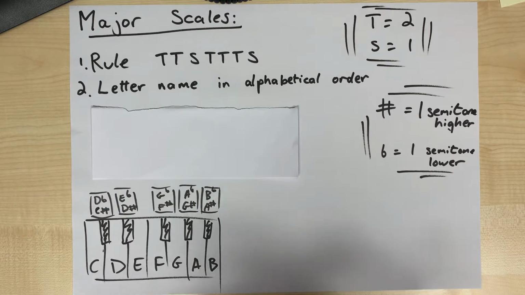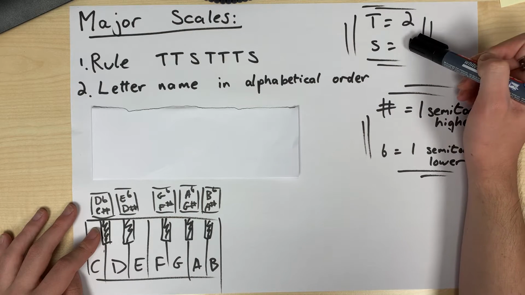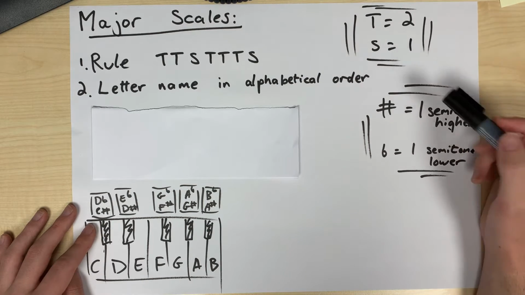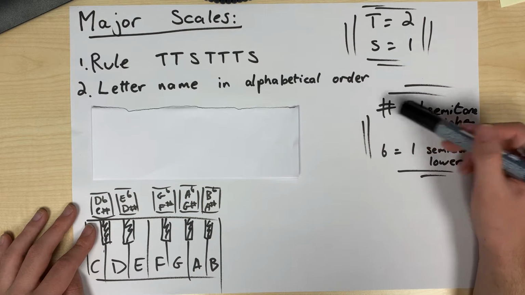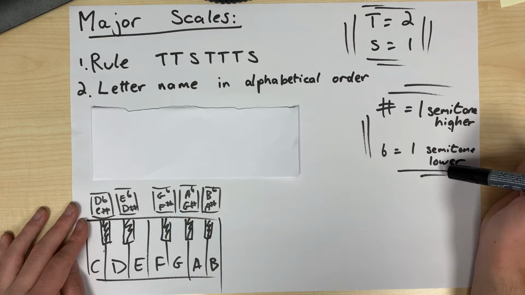Firstly, we need to know that when we're working out major scales, T equals 2, S equals 1. That'll stay here for you. We also need to remember that a sharp looks like this. It means one semitone higher. A flat looks like a little b. It means one semitone lower.